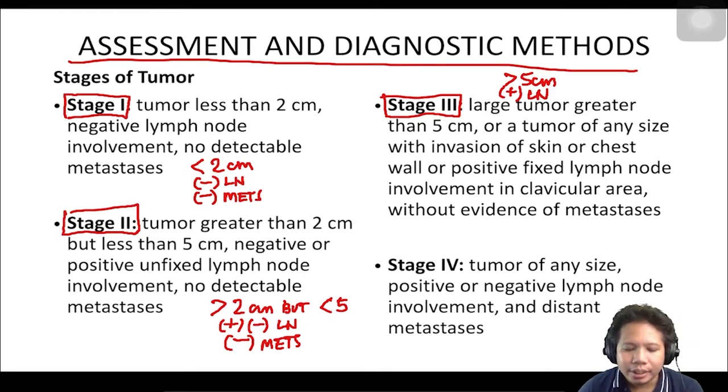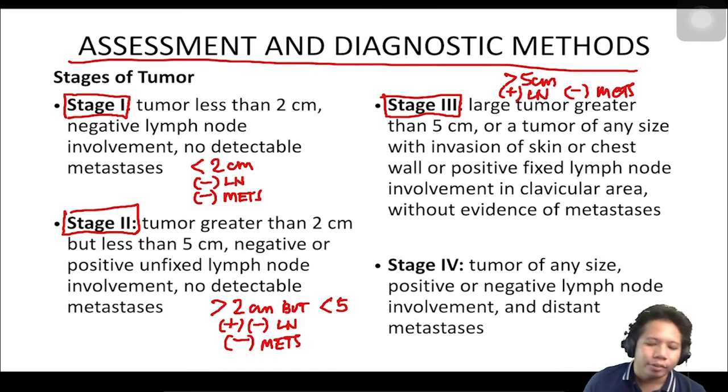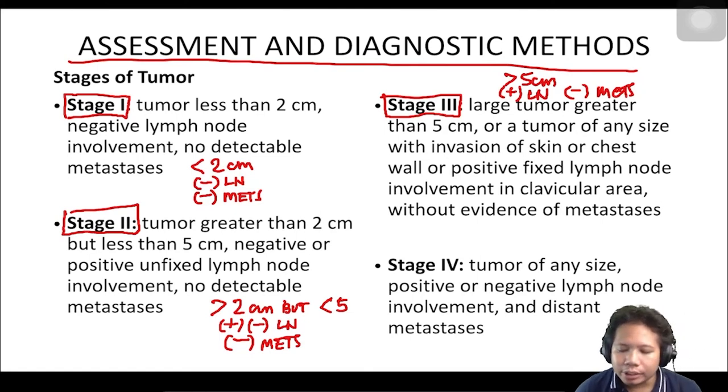Again, what's the difference between stage 1, stage 2, and stage 3? This is for mastery purposes. Stage 1: less than 2 cm, negative lymph nodes, negative mets. Stage 2: greater than 2 but less than 5, there may be positive or negative lymph nodes but no metastasis. Stage 3: greater than 5, there's positive lymph node involvement or invasion, or in this case, it says on the skin of the chest.